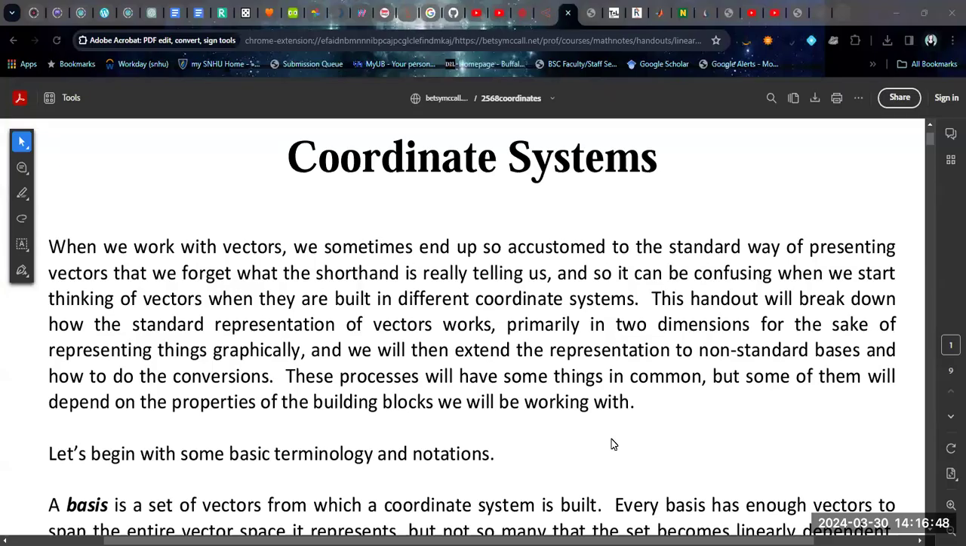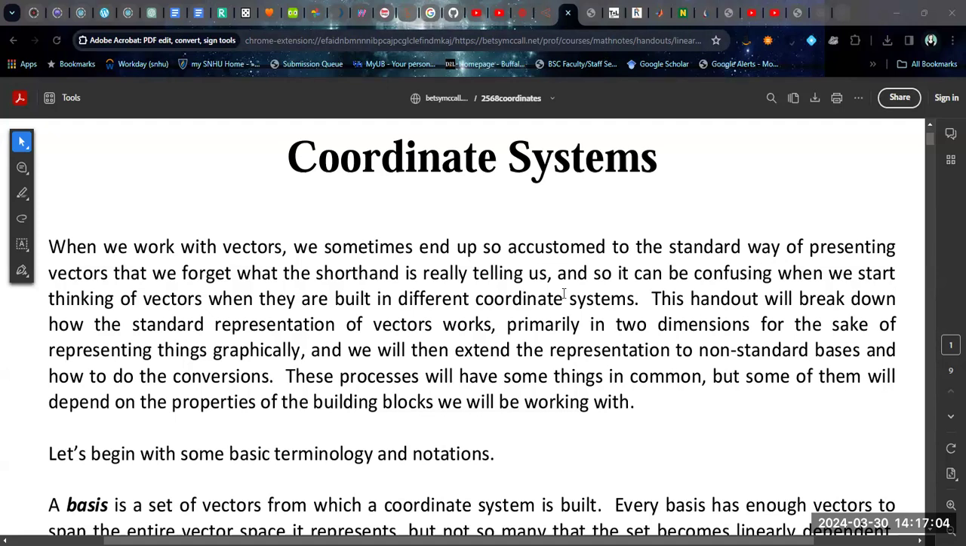All right, so in this video, we're going to be talking about coordinate systems in linear algebra. And we're going to start with some basics, and then we're going to work up to doing transformations, transforming from one coordinate system to another.